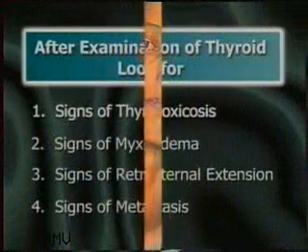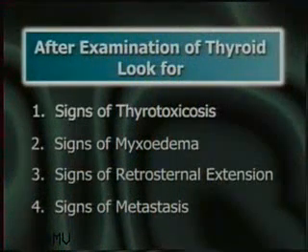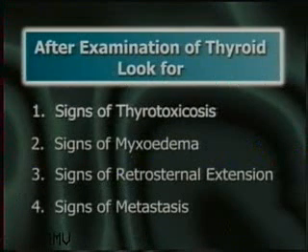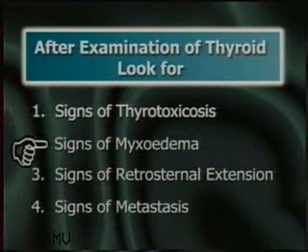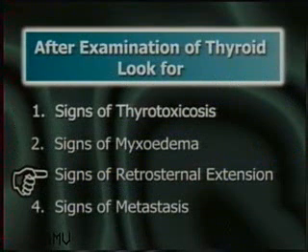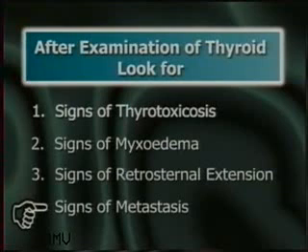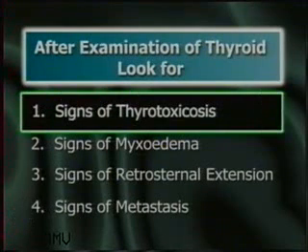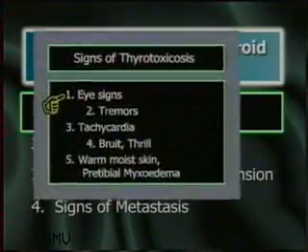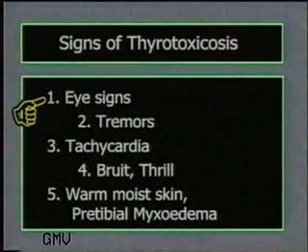Having completed the examination of the swelling and concluded that it is a thyroid swelling, now you should look specifically for signs of thyrotoxicosis, signs of myxedema, signs of retrosternal extension, and signs of metastasis. Signs of thyrotoxicosis. First, let us look for the eye signs.